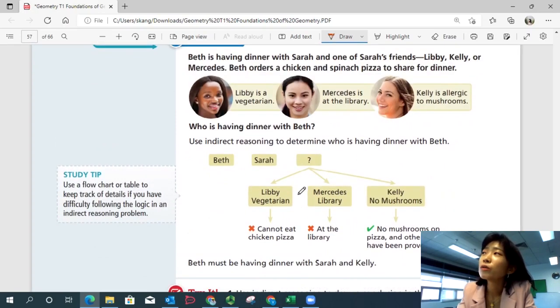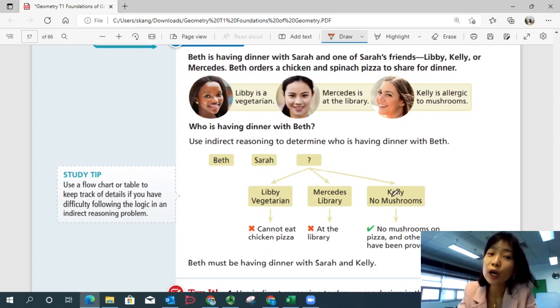So we don't know who that person is, but if Beth orders a chicken and spinach pizza to share for dinner, she doesn't want to be disrespectful and order something that's not vegetarian for Libby. So we're going to cross Libby out. What about Mercedes? She's at the library, which means she's not at the dinner. So no. Kelly is allergic to mushrooms, and none of the dishes she ordered may have mushrooms. So probably Kelly would be having dinner with Beth. So Beth must be having dinner with Sarah and Kelly, by indirect reasoning.